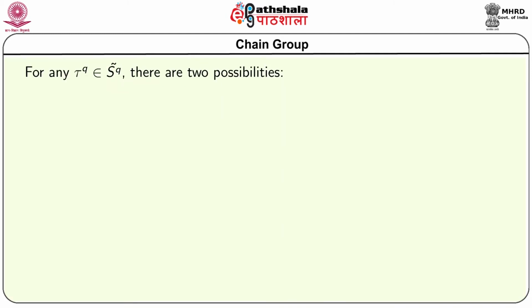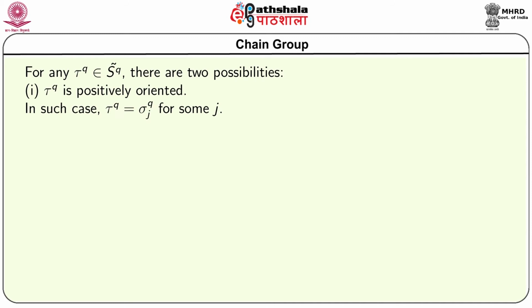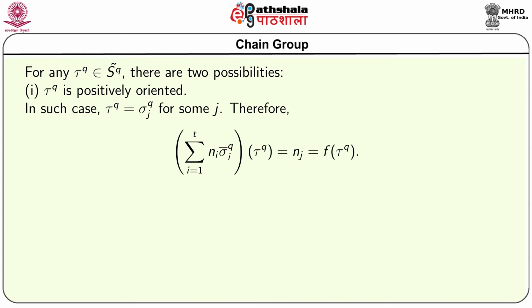For any tau q taken from Sq tilde, there are two possibilities. First of all, tau q is positively oriented. In such a case, tau q will coincide with one of the members sigma qj for some j. Therefore, the summation of ni sigma qi bar, i equal to 1 to t, operating on tau q will give nj, and that is definitely equal to f of tau q. Secondly, tau q is negatively oriented.